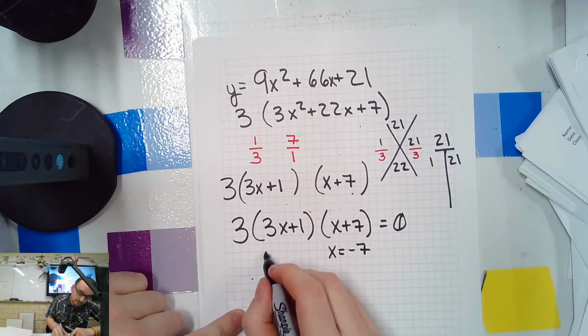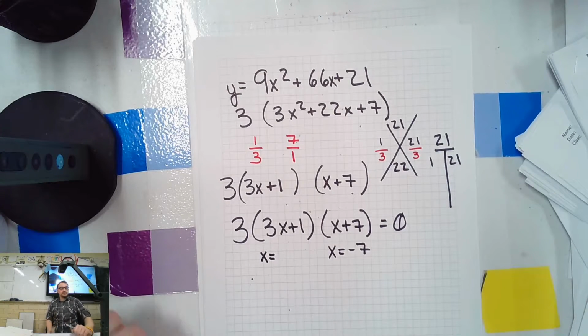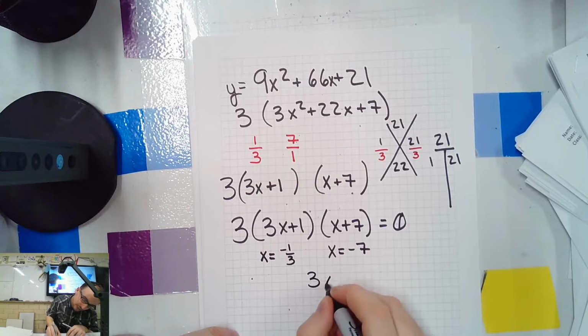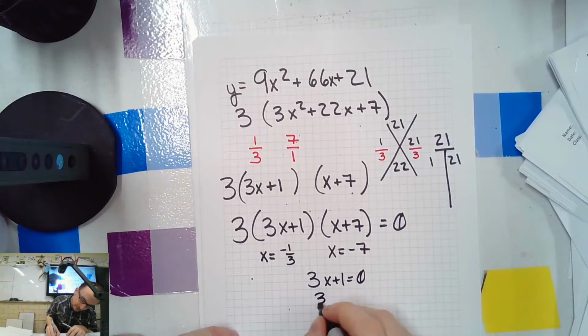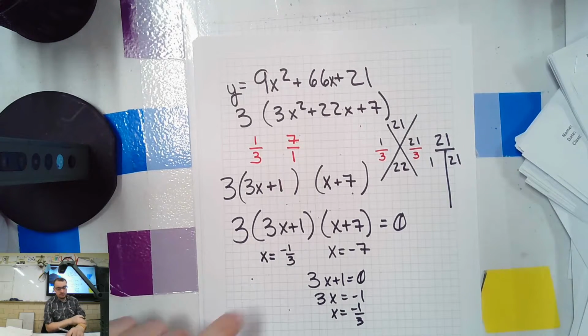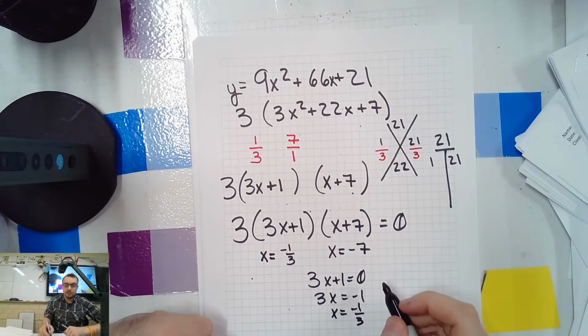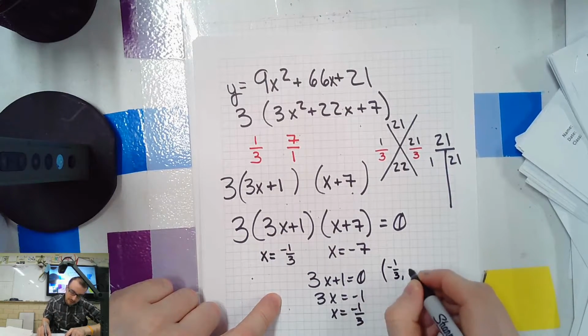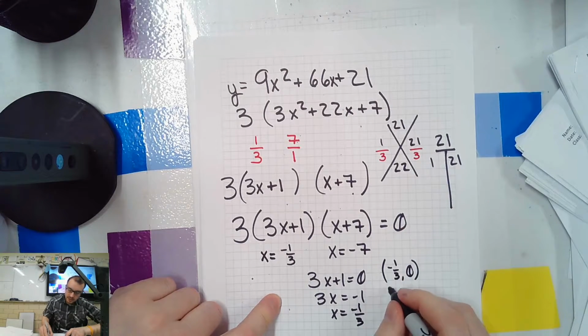What about this? Oh, that's gonna be difficult. Do it in your head. 3x plus 1. When does it equal 0? We move over the 1, and we divide by 3. Negative 1 over 3. When does that equal 0? Ta-da! Now let's write it in coordinate form, right? These are not coordinates. It would be negative 1/3 comma 0, right? 0 for y. And negative 7.